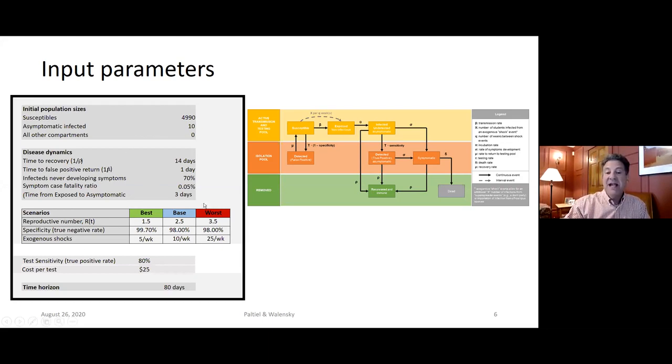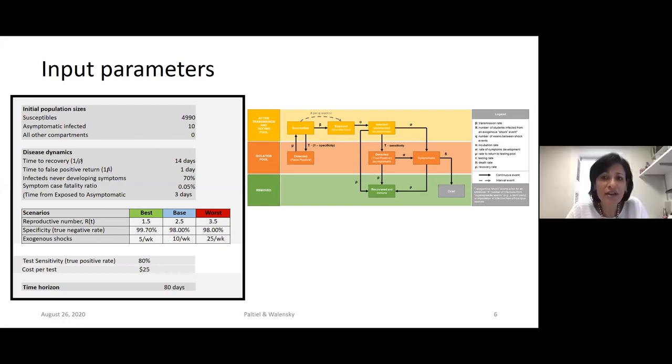Again, 3 different scenarios characterized by different reproductive numbers, specificity of the test, and the number of exogenous or imported infections each week. Maybe I'll just add that we spent a lot of time thinking about what the base case Rt would be, and I want to give you our justification. Nobody really knows how the kids are going to behave when they come back to school. We made the assumption that the R naught of this disease is around 2.5, and that if the kids are in class in their normal daily activities, they'd probably be pretty adherent to mask wearing, social distancing and the policies on campus.